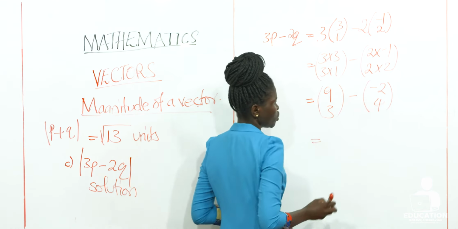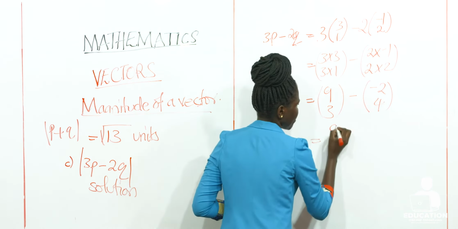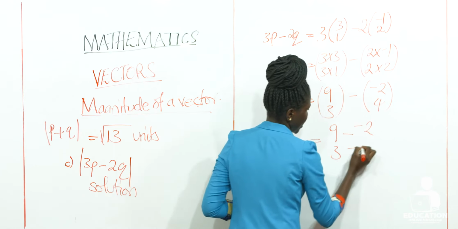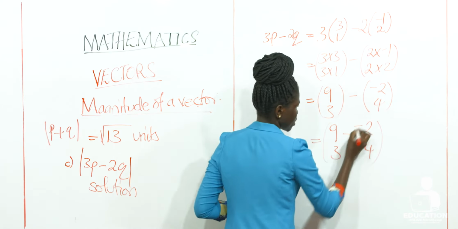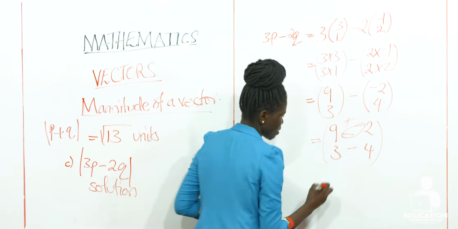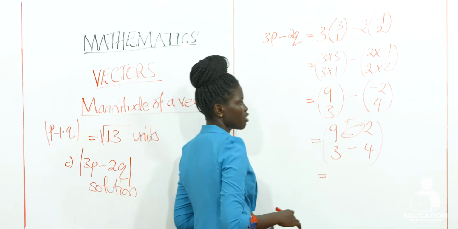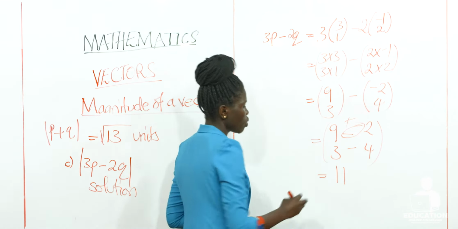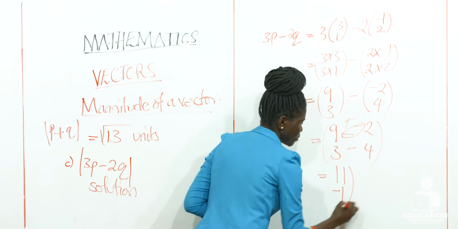So we shall continue here and now open the bracket. We shall have 9 minus minus 2 and 3 minus 4. Negative times negative will give us a positive. 9 plus 2 will give us 11, and 3 minus 4 will give us negative 1.